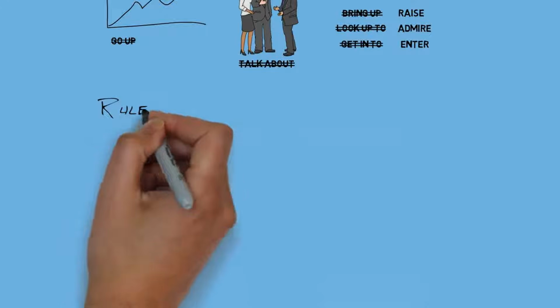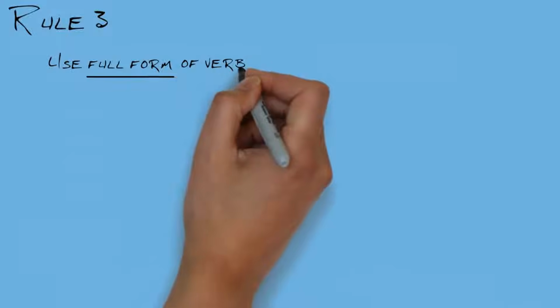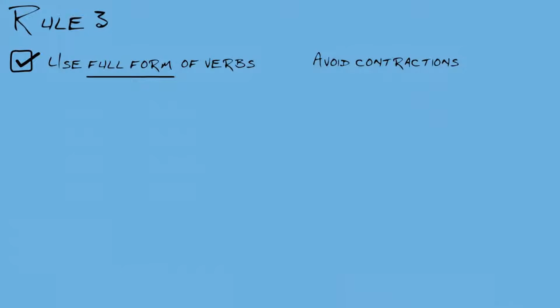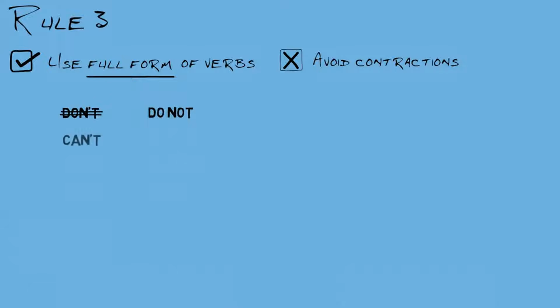Rule 3. Use the full form of verbs and avoid contractions. So in place of don't, use the full form, do not. In place of can't, cannot. In place of won't, will not. In place of didn't, did not, and so on.